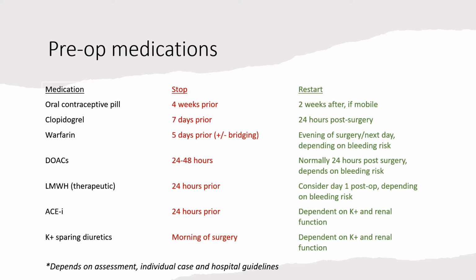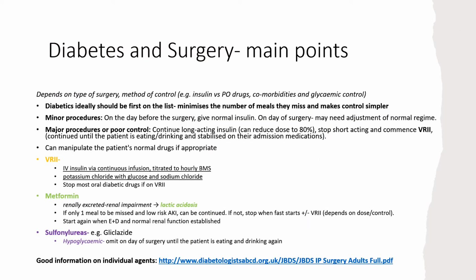All right, so with diabetes and surgery, things you want to keep in mind are how well controlled their sugars are and the type of operation they're having. So in most cases, you want to try to keep these patients early on the list as you want to minimize the amount of time they spend fasting, and that's just going to make your life so much easier when it comes to controlling their sugars later on and throughout the procedure.